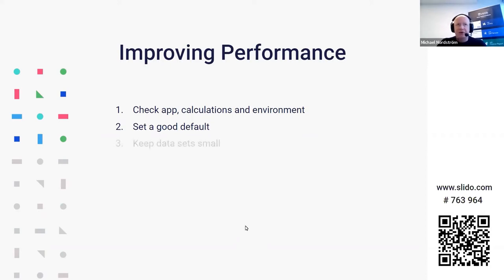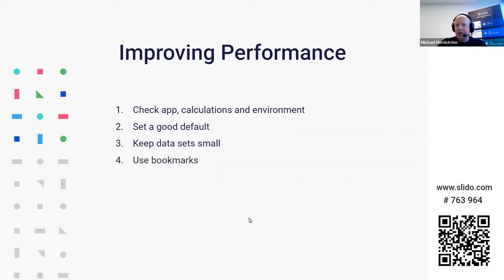So setting a good default, keeping the data sets a little bit smaller will actually help a lot. If you can have users switch between data sets, that usually both makes it easier to find things, but also makes it easier for them to not have too many things in the same table and slow down the performance.